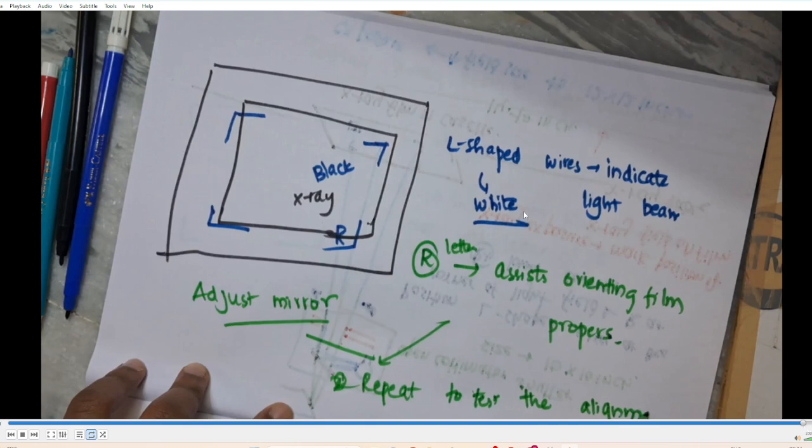To adjust a misaligned mirror, return the processed X-ray film to its original position on the X-ray table. The R in the lower right corner assists in orienting the film properly. Position the light beam to the image of the wires as you did earlier for the film exposure, and then adjust the mirror in the collimator until the light beam coincides with the X-ray beam. Repeat the test to make sure the mirror adjustment has correctly aligned the light and X-ray beams. So these are the important points about collimators. Thank you.